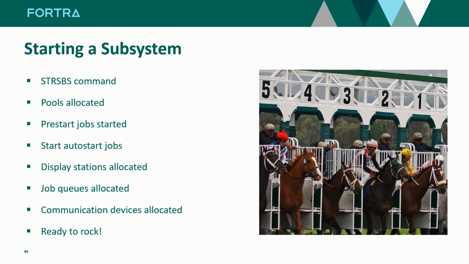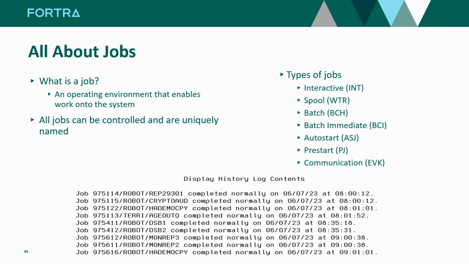And as I already said, starting a subsystem is done with the command STRSBS. When the subsystem starts, pools are allocated, so memory is assigned for that subsystem to run its jobs. There are prestart jobs that are run when the subsystem is started, maybe for setting up something. There are autostart jobs, jobs that will start within the subsystem automatically, for example listening jobs that are waiting for requests. Display stations, job queues, and communication devices are allocated. So everything is set up, ready to rock. So getting back to the job concept, what is a job? An operating environment that enables work on the system.